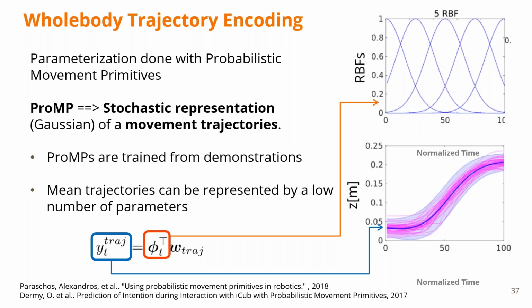In addition, mean ProMP trajectories can be represented by a low number of parameters, as they are a weighted sum of radial basis functions. On the top right of the slide, you can see an example where the radial basis functions that compose the mean trajectory of the plots on the bottom right.